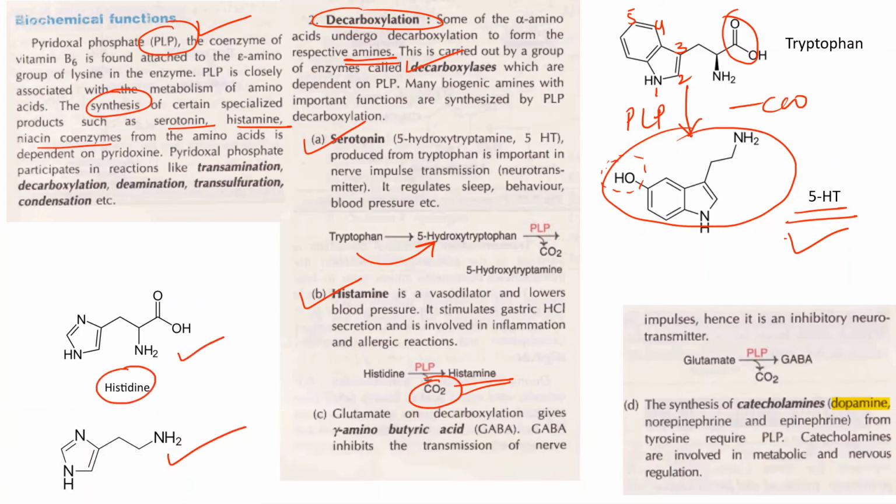Again, the next example is glutamate, which on decarboxylation gives GABA, that is gamma amino butyric acid, and it inhibits the transmission of nerve impulses. Hence, it is also an inhibitory neurotransmitter. So, this glutamate to GABA conversion is also by decarboxylation using decarboxylases, which are dependent on PLP.